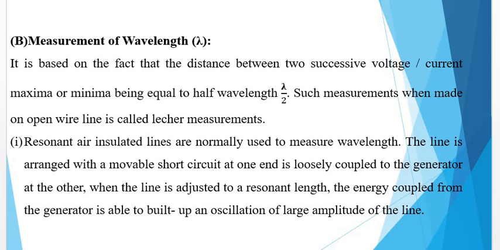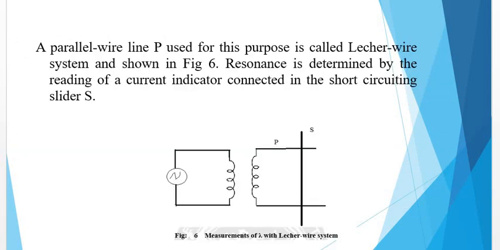The line is arranged with a movable short circuit at one end and is loosely coupled to the generator at the other end. When the line is adjusted to a resonant length, the energy coupled from the generator is able to build up oscillation of large amplitude on the line. A parallel wire line used for the purpose is called a Lecher wire system. The resonance is determined by the reading of the current indicator connected in the short circuiting slider S.